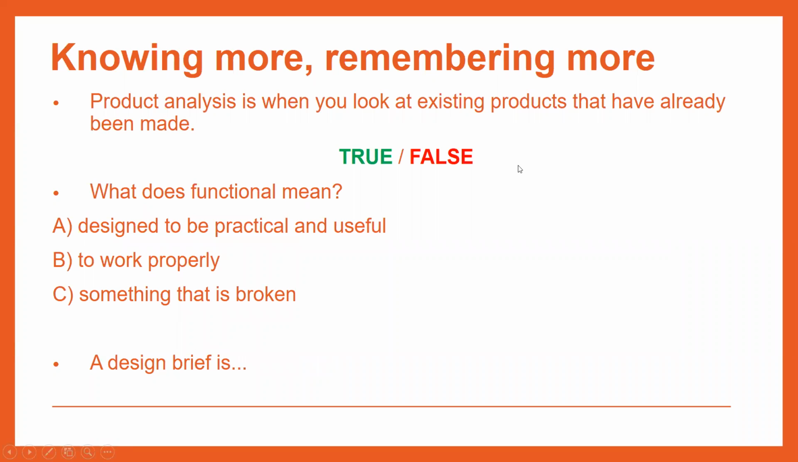So just before we start the lesson, we're going to go over our knowing more, remembering more. First question is a true or false. Product analysis is when you look at existing products that have already been made. Is that true or is that false? Have a think. You can either write your answers down on a piece of paper in front of you, or you can call out the answer to the screen.